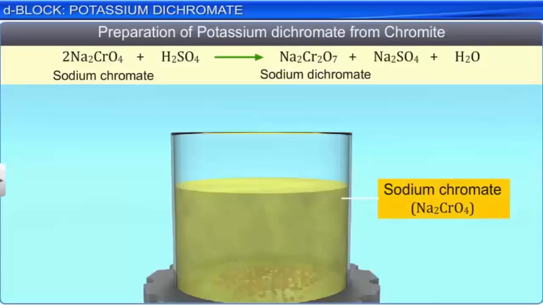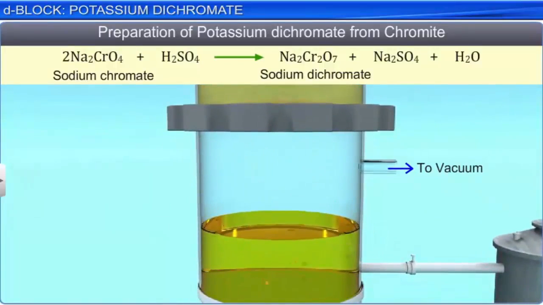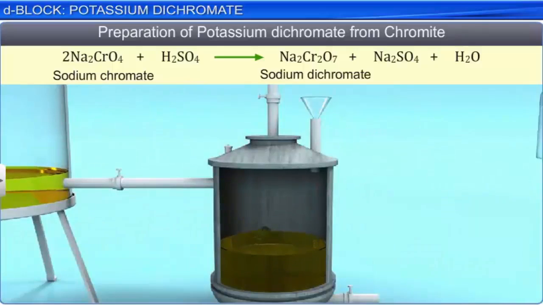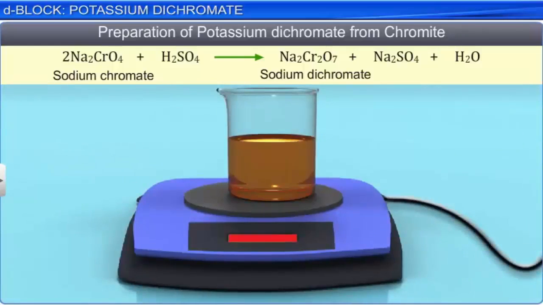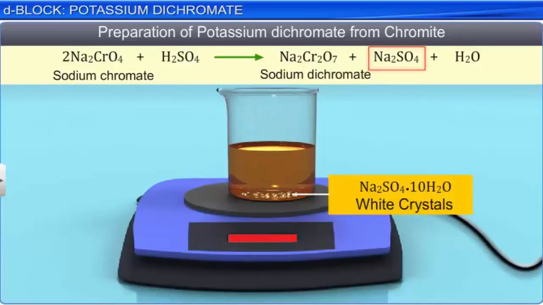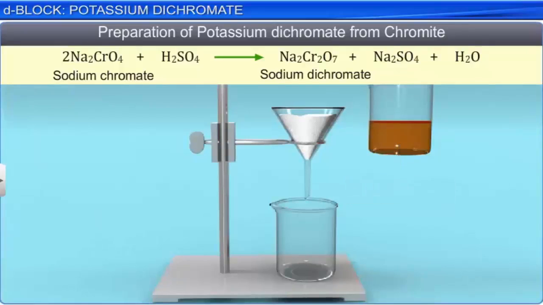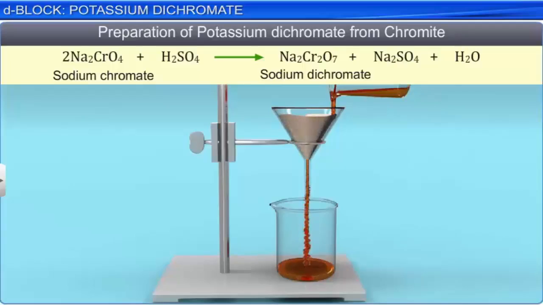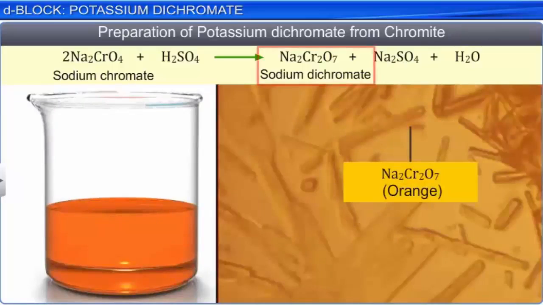The sodium chromate solution obtained in the first step is filtered and treated with concentrated sulfuric acid and gets converted into sodium dichromate. On concentration, the less soluble sodium sulfate crystallizes out. This is filtered hot and allowed to cool, after which the orange-colored sodium dichromate separates on standing.